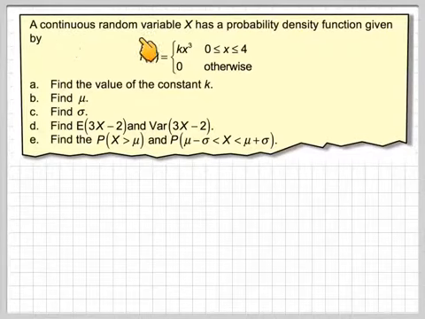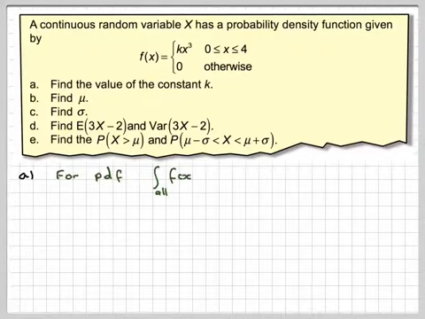Okay, we have a continuous random variable x that has a probability density function given by f of x equals kx cubed between 0 and 4, and 0 otherwise. Now we're going to have to find the value of the constant k, find the value of mu, which is the mean, find the value of sigma, which is the standard deviation, find the expected value of 3x minus 2 and the variance of 3x minus 2, find the probability that x is greater than the mean, and find the probability that x lies between the mean minus 1 standard deviation and the mean plus 1 standard deviation.